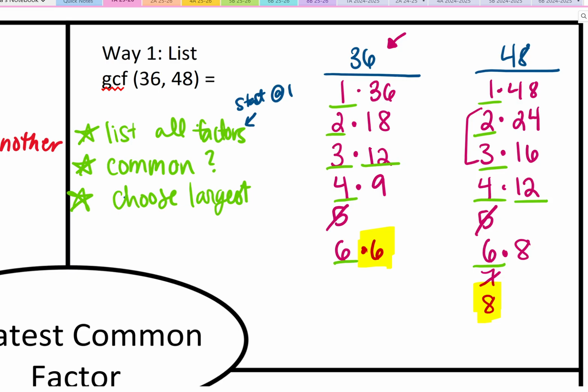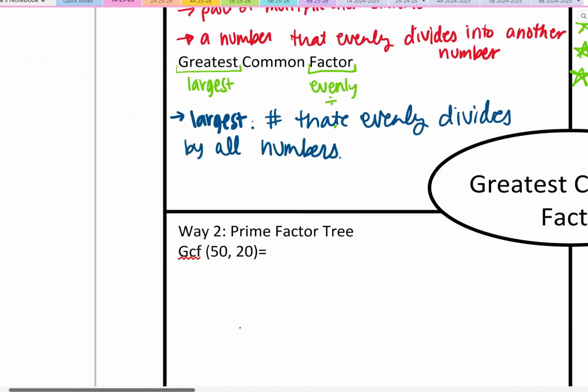Do they have anything else in common? I do not see anything. So the largest number that they have in common is 12. So we can say the GCF of 36 and 48 is 12. Okay, that is that one. Let's go on to the next one.